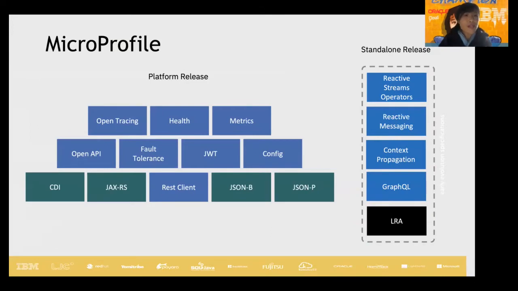So this is a quick bird's eye view of MicroProfile. What's there? It has OpenTracing, health, metrics, OpenAPI, fault tolerance, JWT, config, etc. If you want to do reactive, there's reactive messaging, and also there's GraphQL and Long Running Action for doing transactions. This one, LRA, is to be released in November or December time. So that's a quick run through MicroProfile.